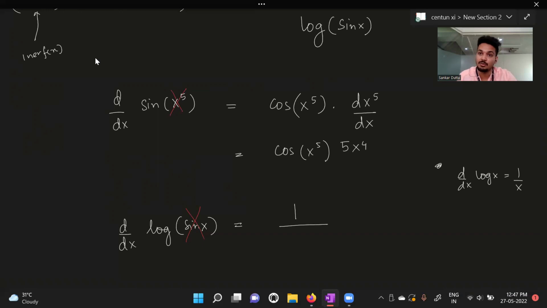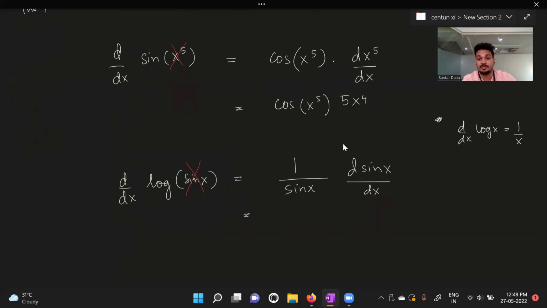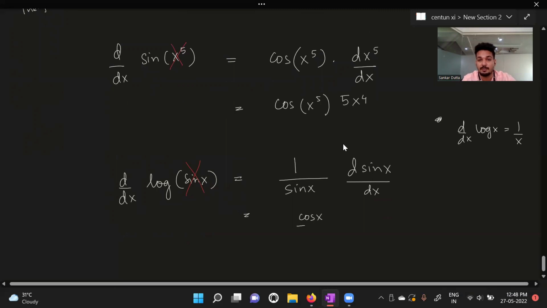1 by huge x, which is sine x, right? But again I have to compensate because sine x is not a huge x, it's actually sine x only. So I have to differentiate sine x again with respect to x. So this will become what? Differentiation of sine x is cos x, so cos x upon sine x. So this becomes what? Cos x. Nice. Okay, let's move on.